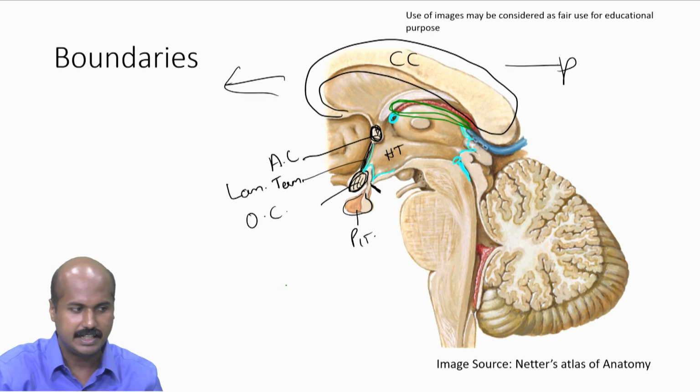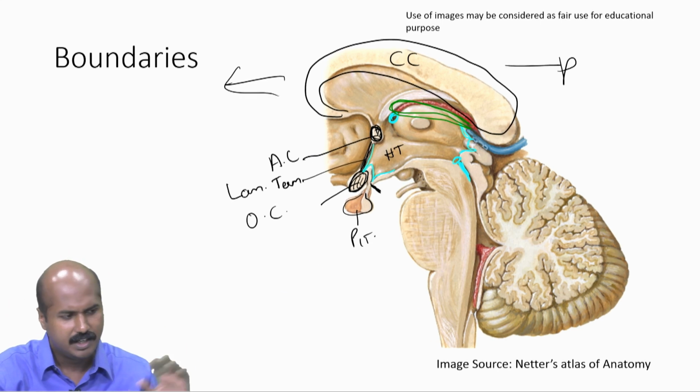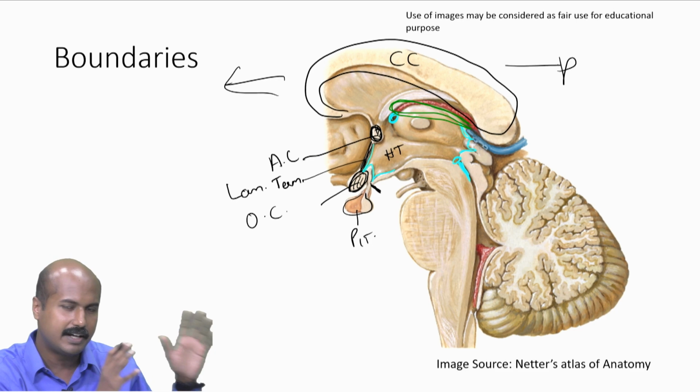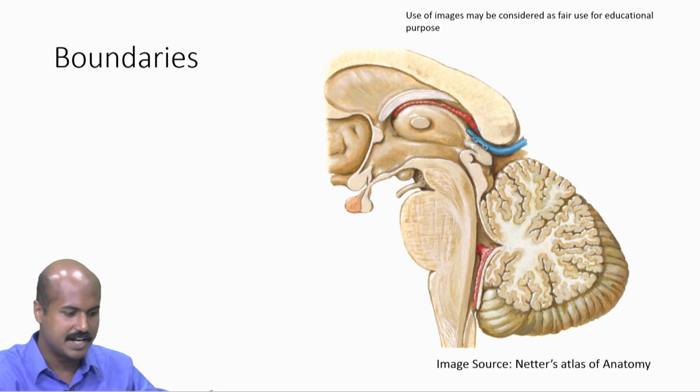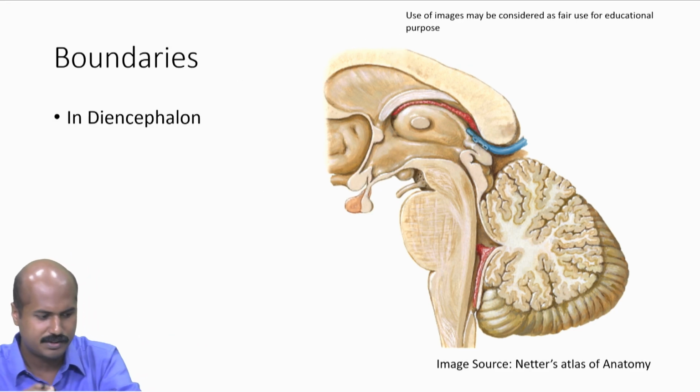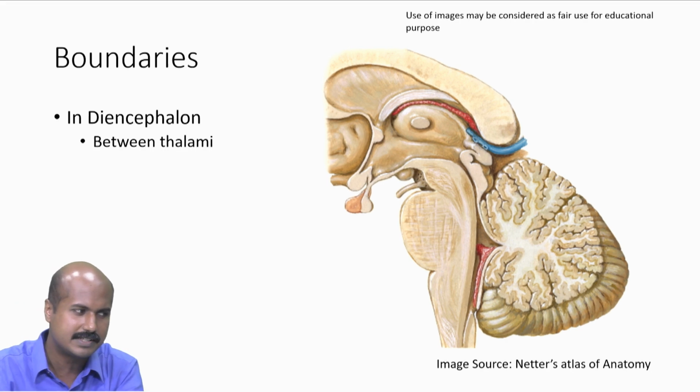Okay, that is called the tela choroidea. So that is a superior relation. So with that we kind of covered the boundaries and the relations, and we mentioned the recesses. So let's go to the name of the recesses once again.